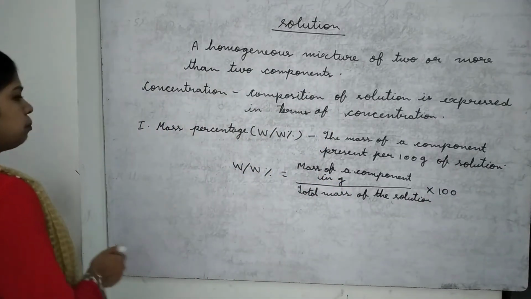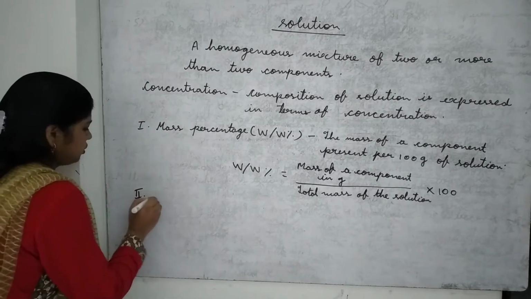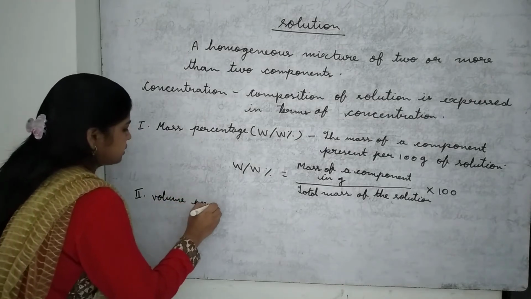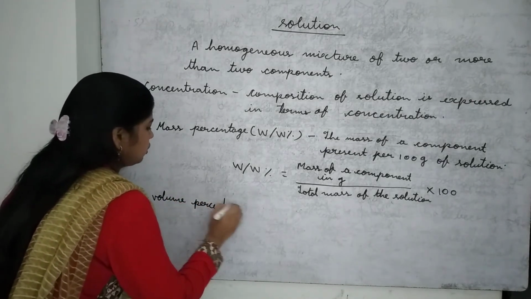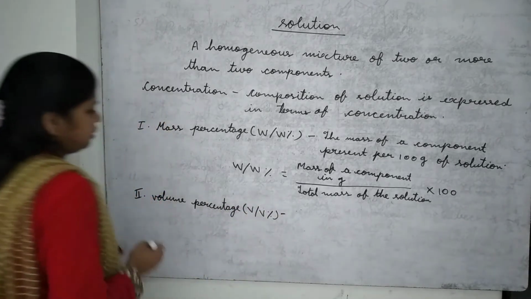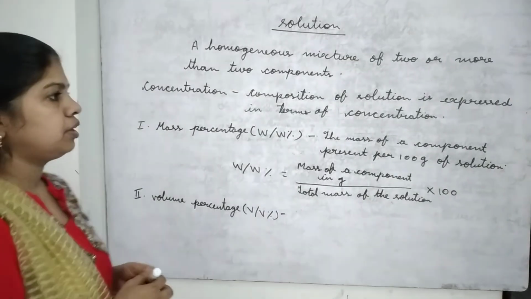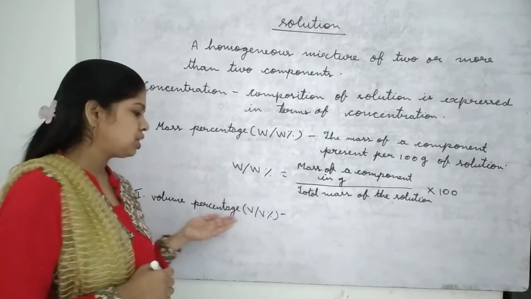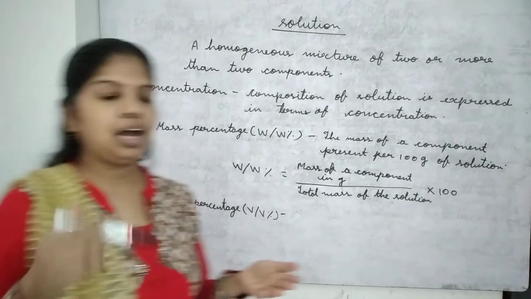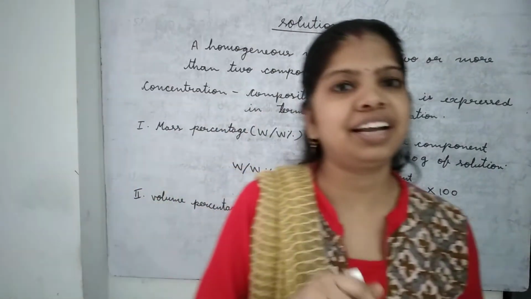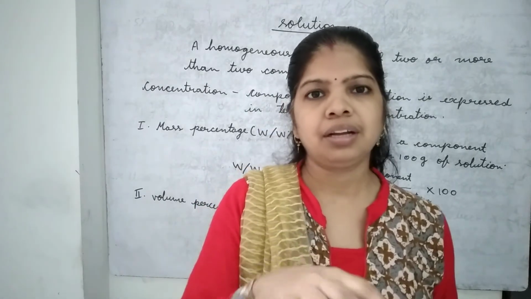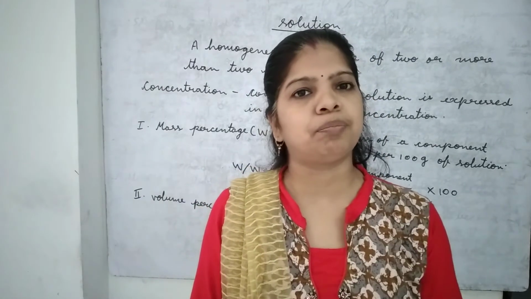Now next is volume percentage. In volume percentage, there is one big difference in this concentration term. In place of mass of a component, we are using the volume of a component present in solution, and that solution is how much? 100 ml solution. If total solution is 100 ml, then how much of a particular component is present.